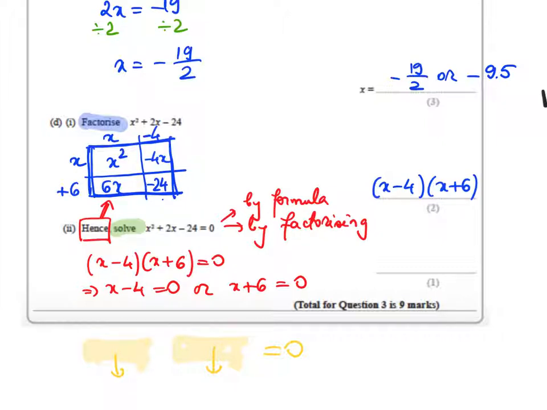So from x minus 4 is 0, I get x equals 4. And from x plus 6 equals 0, I get x equals negative 6. So my answers are x is 4 and x is negative 6. We can just write 4 and negative 6.